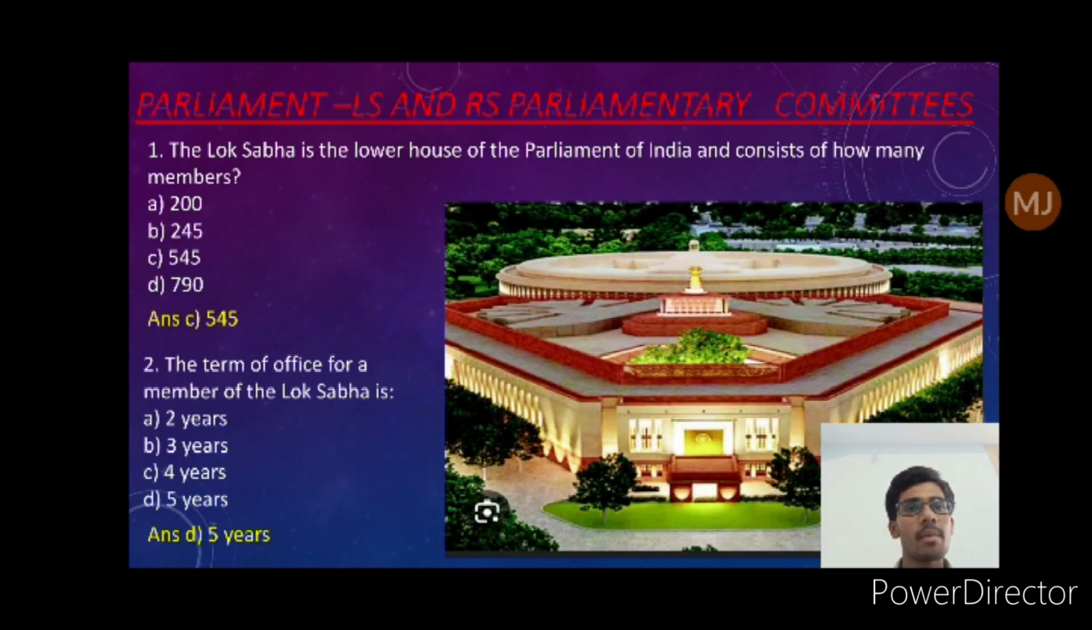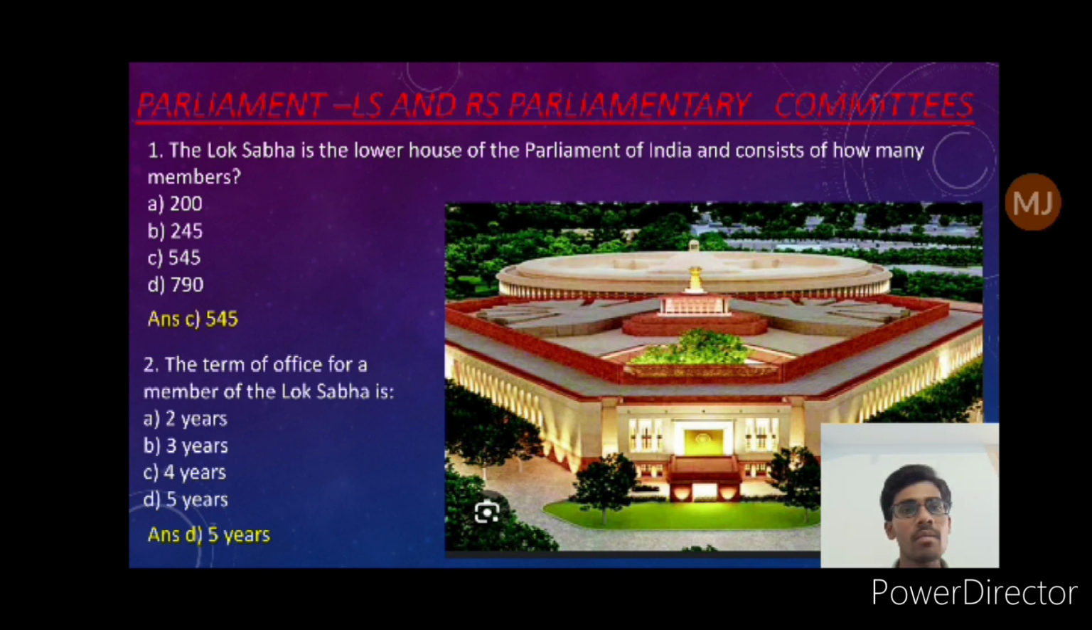Next topic is parliaments like Lok Sabha and Rajya Sabha and their parliamentary committees. First question. The Lok Sabha is the lower house of the Parliament of India and consists of how many members? Option A 200, option B 245, option C 545, option D 790. Answer is option C 545.